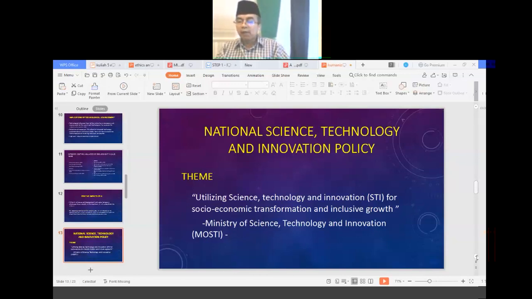Although this particular policy has been introduced by the Malaysian government, it is good also to understand a little bit. I will go in general about this particular policy. The theme that they use is utilizing science, technology and innovation for socio-economic transformation and inclusive growth.